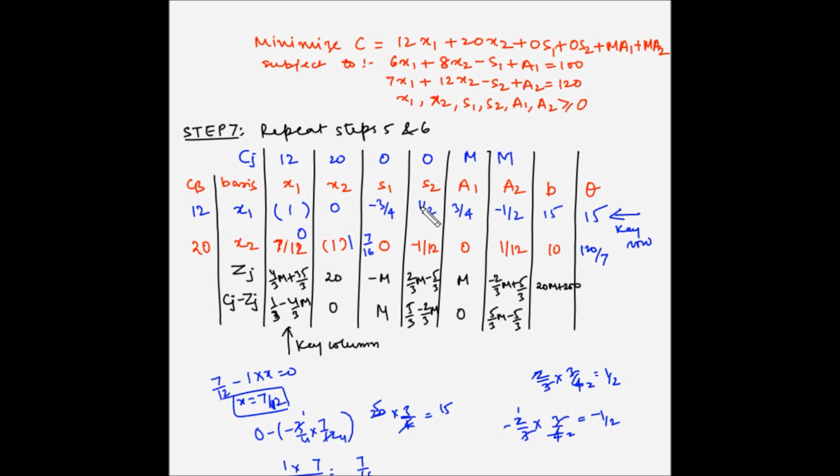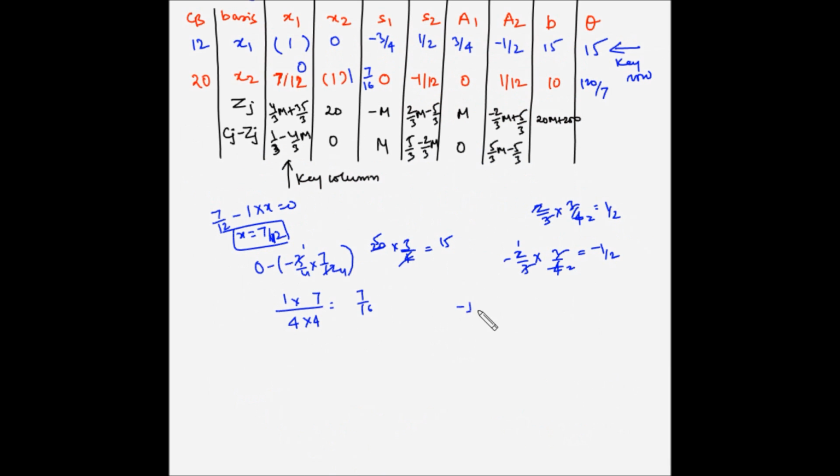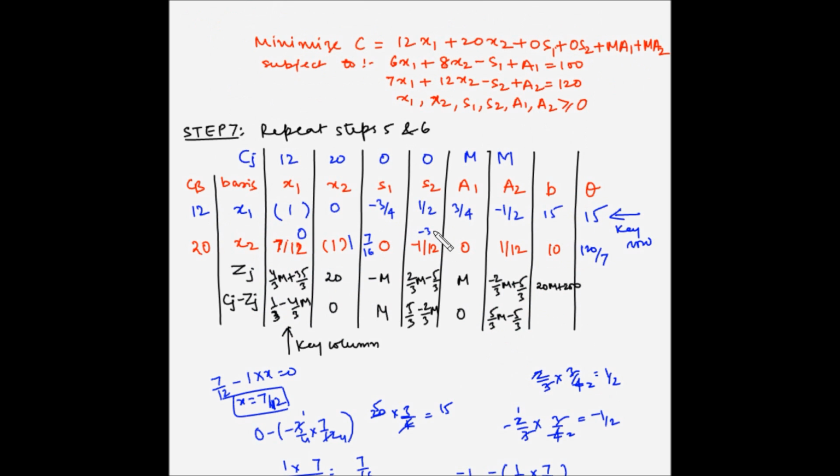For S2, minus 1 by 12 minus 1 by 2 into 7 by 12. So this becomes minus 1 by 12 minus 7 by 24. So 24 is the LCM. 12 2s are 24, so minus 2 minus 7. So this becomes minus 9 by 24. Now 3 3s are 9 and 3 8s are 24. So this becomes minus 3 by 8.